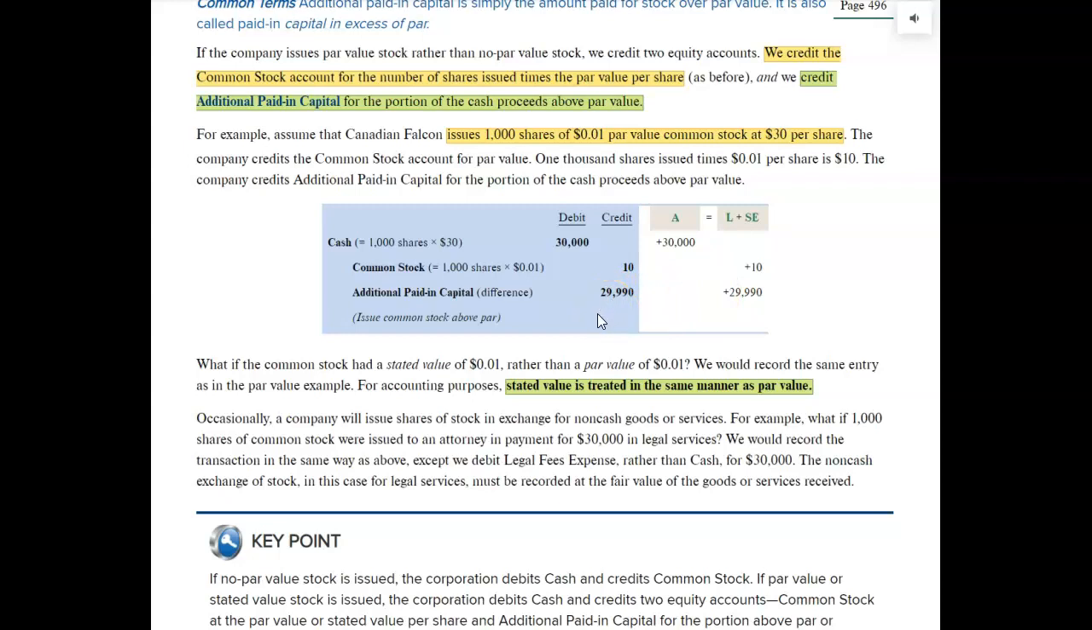It's called exactly what it is. Paid-in capital is what the shareholders have paid into the corporation, which includes this account, additional paid-in capital, and common stock. So the thing is here, how much cash did the corporation receive? There's your debit. What's the par value of the shares being sold? That's one of the credits. What's the difference? Just subtract. Use this account, additional paid-in capital. As I said a minute ago, stated value is another word for par value.